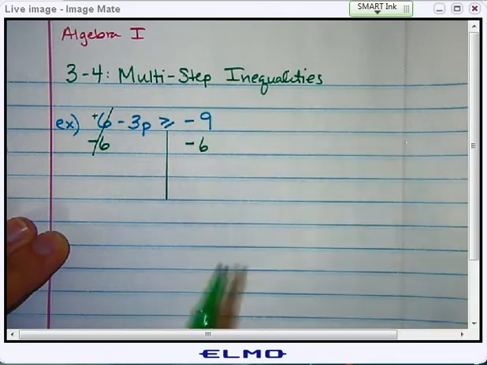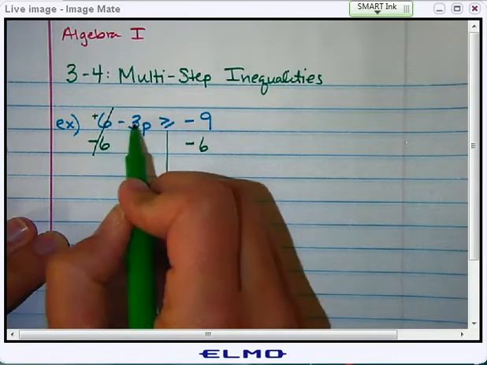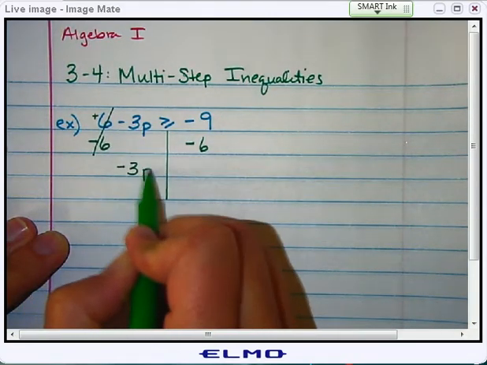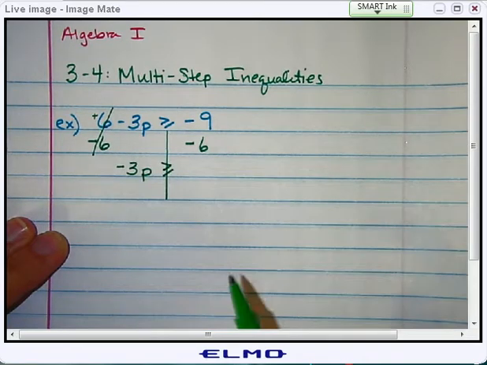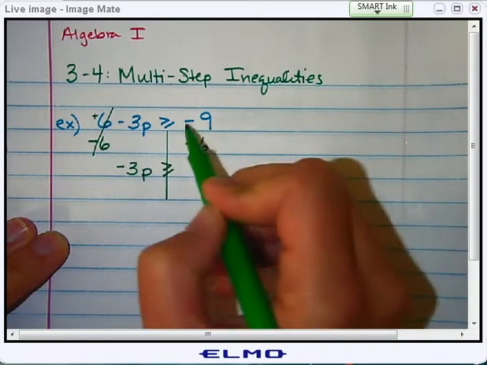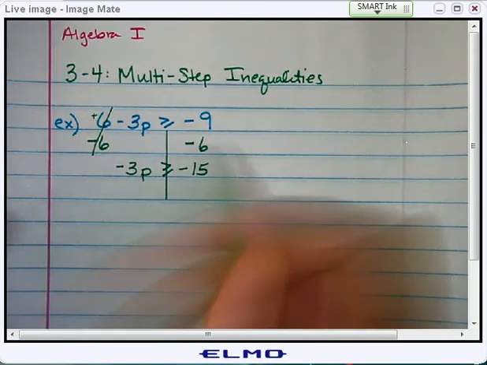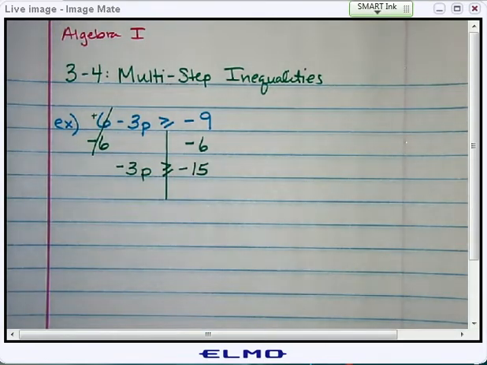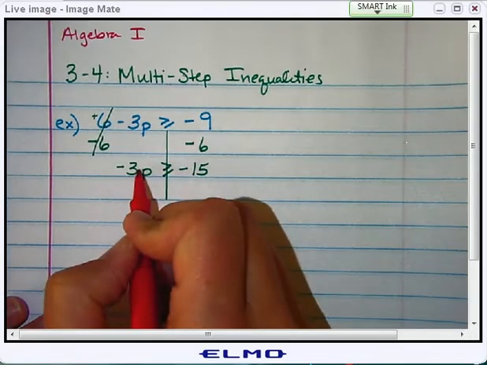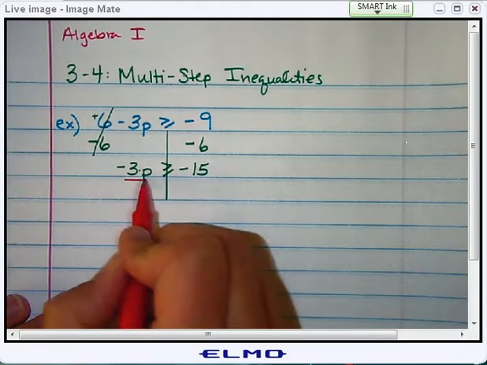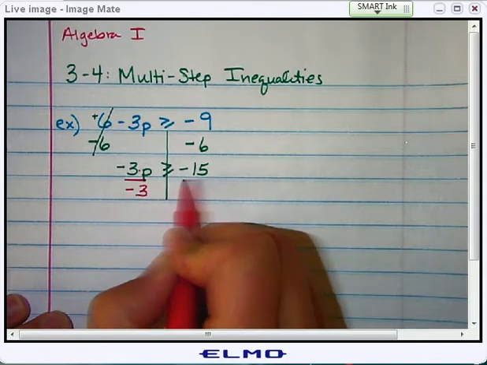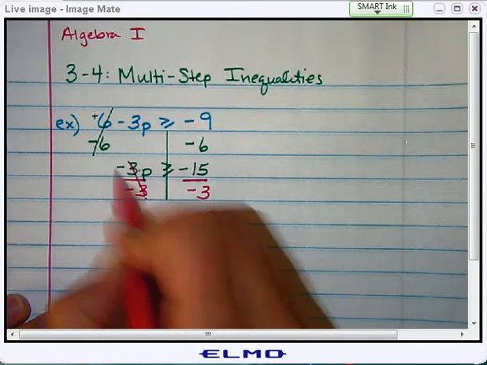So these two things cancel out. That minus on the 3 stays with the 3. I'm going to drop down the symbol, greater than or equal to still. Negative 9 minus 6 is negative 15. My next step would be to get rid of that negative 3 right there. That is multiplication, so I need to do the opposite. I'm going to divide by negative 3 on each side.